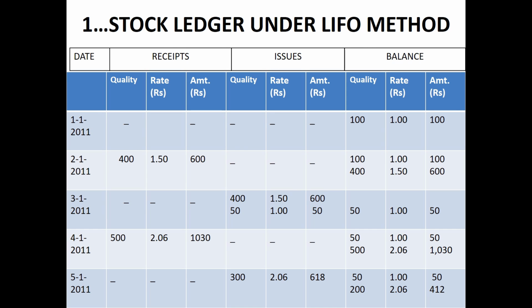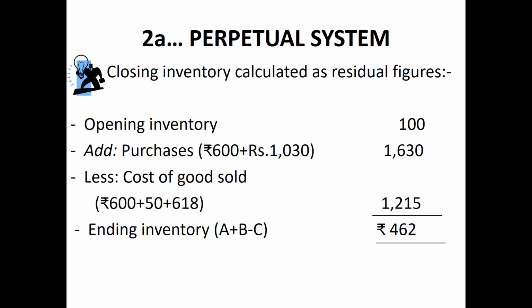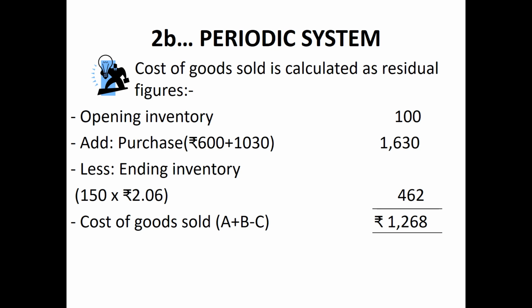Here is an example. This is the table. The perpetual system is the same, only the ending inventory differs. Then the periodic system.